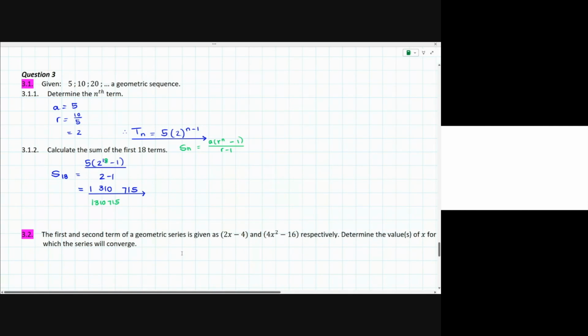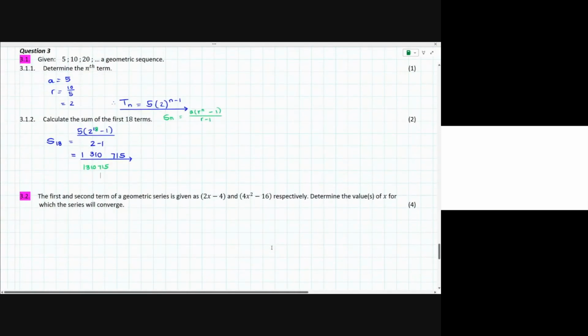Okay. Right, so let's have a look at this next one. Again, I don't think this is a particularly hard question, 3.2, but it's reading the question with understanding. So it says, the first and second term of a geometric series is given as 2x minus 4, so this would be term 1, and 4x squared minus 16, respectively. So that's term 2. Determine the value or values for x for which the series will converge. So we're saying it will converge. We just want to figure out at which values.